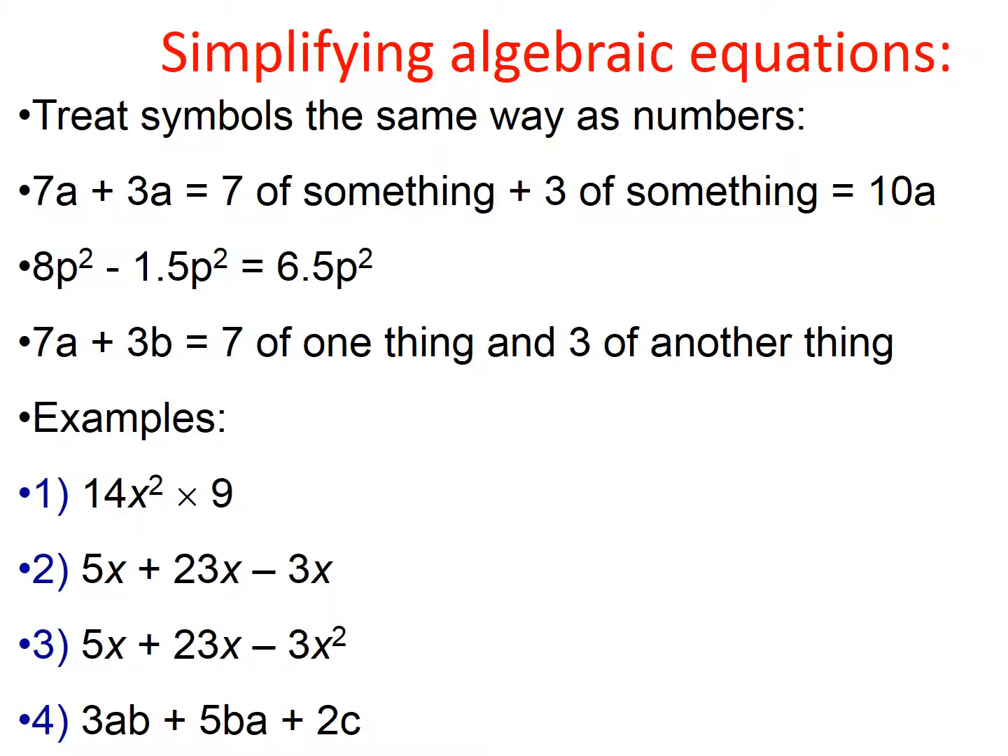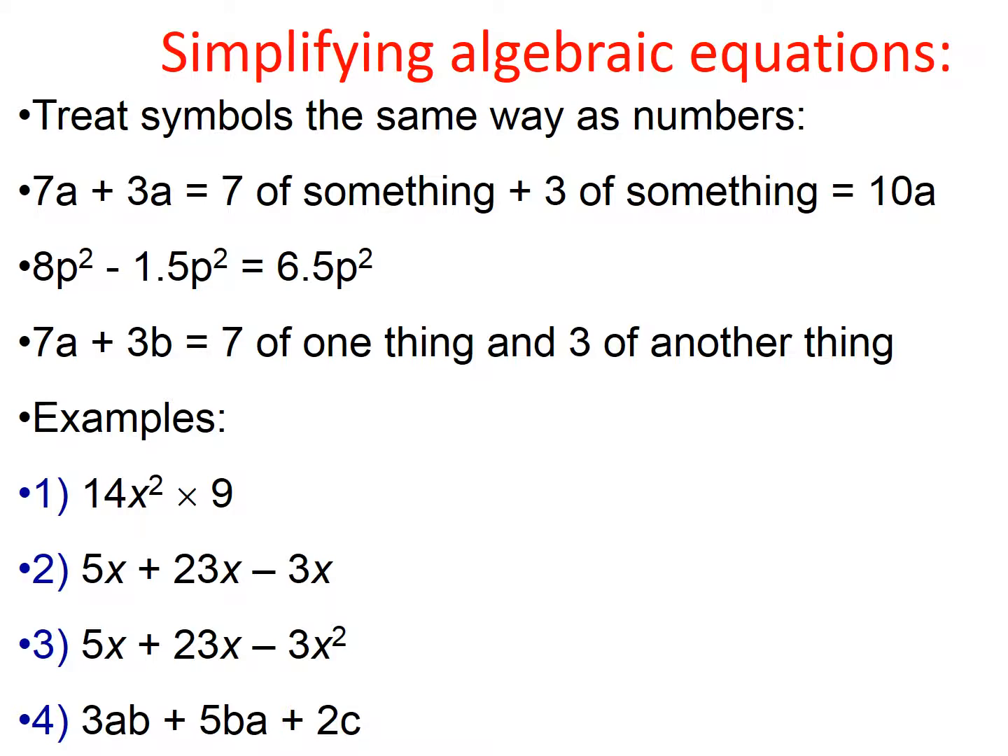So what's the answer? What's the simplest way of writing down this bottom one? 8ab plus 2c. Yeah, exactly. That's great. Because AB and BA are just multiplied together, it doesn't matter which order you put them in, that's the same thing. So we can add those two together, but we can't add in this third one because it's not in the same group.